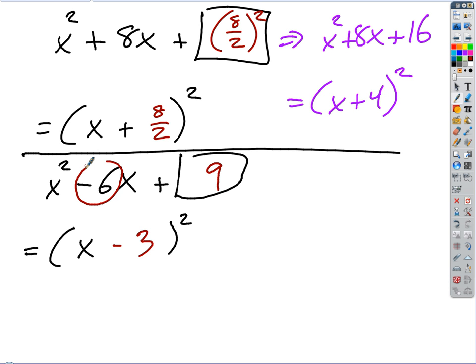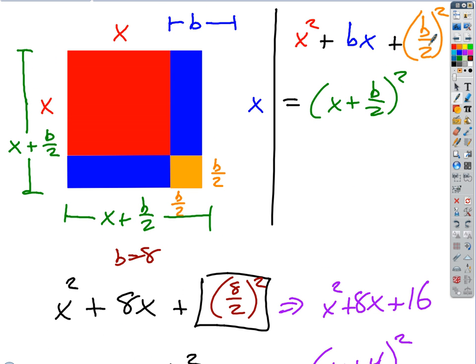Wait, how did you get the 9? Because I have to add b over 2 squared, right, to make sure it's a square. And the whole point is if we add this little extra area, then we get this more convenient perfect square trinomial. And so the moral of the story is anytime you start off with an x squared plus bx, you can always add just the right number to make it into a perfect square trinomial, which effectively is just adding that little orange area.